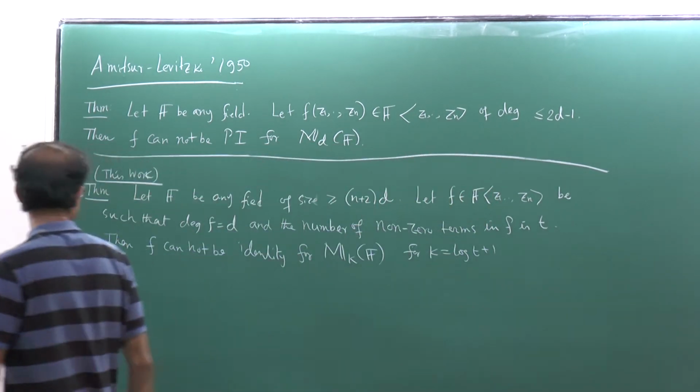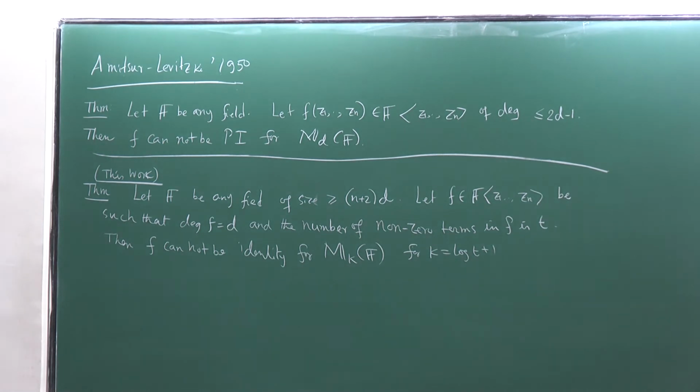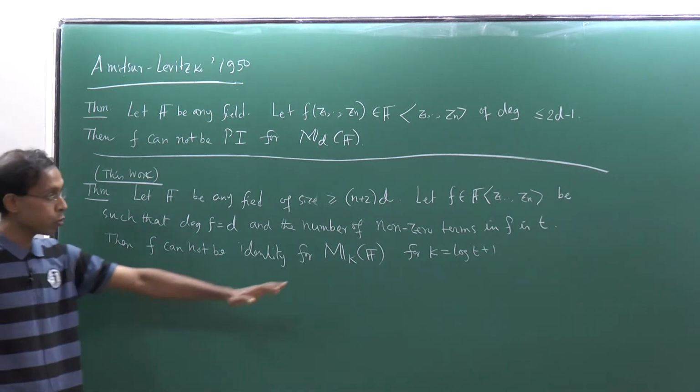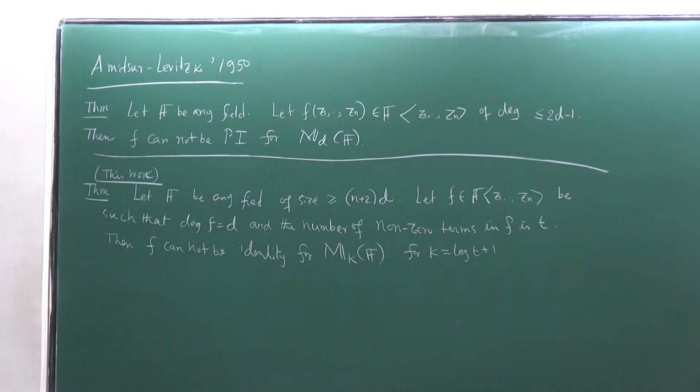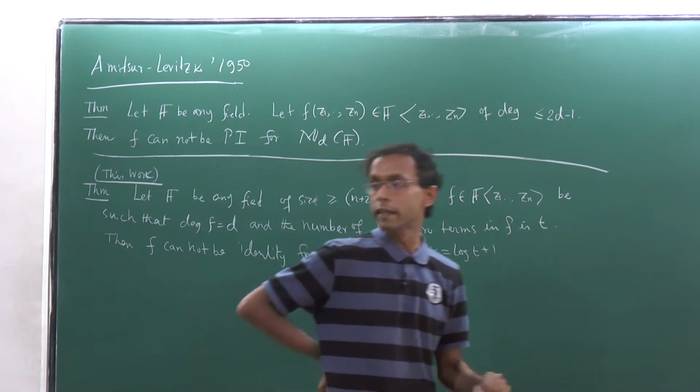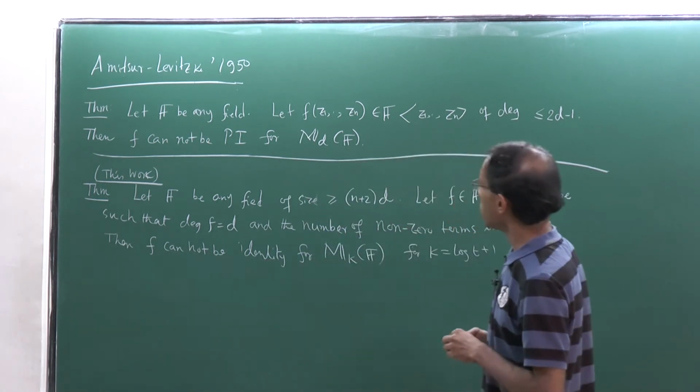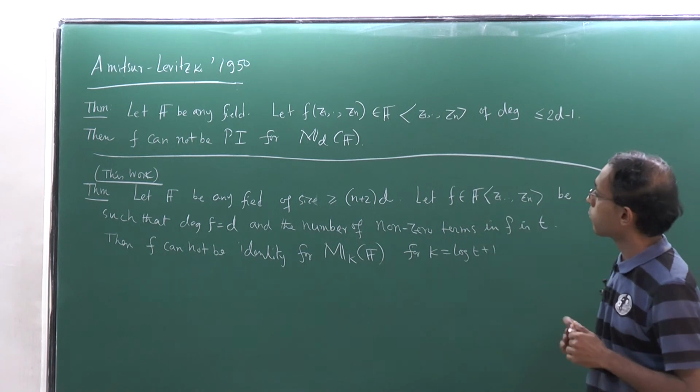So let's look at the statement. Choose a field which is not a very small field, but not too large also, only like n times d. And let's say you have a polynomial f whose degree is d, and the number of non-zero terms or non-zero monomials in the polynomial is t. Then what we proved is that this polynomial cannot be an identity for this ring M_k(F), where k is logarithmic in t.